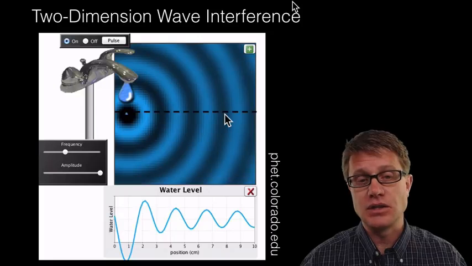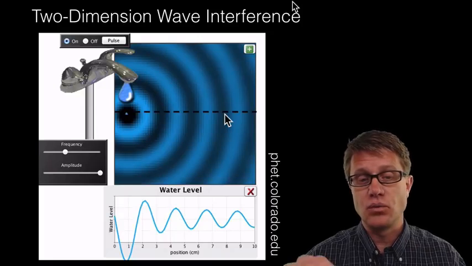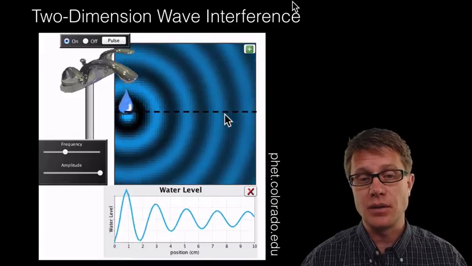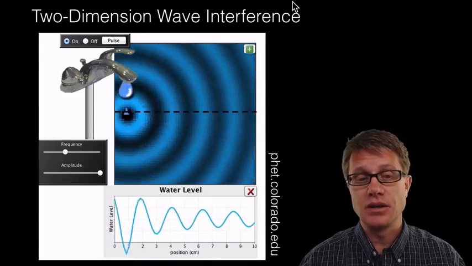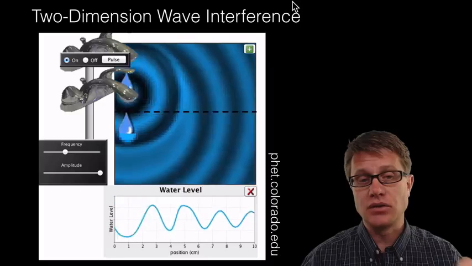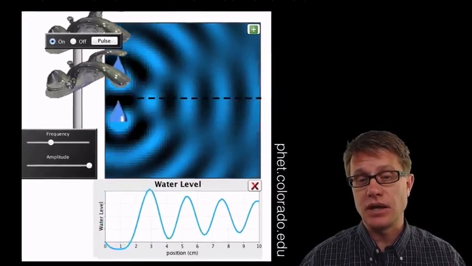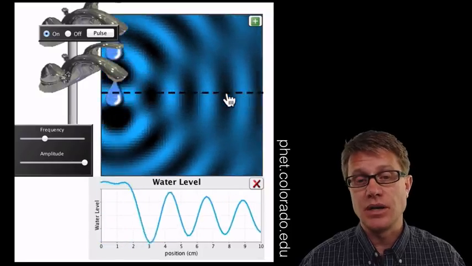So if we're looking at two dimensions in this simulation, what I've got is water being dropped, which is creating these wave fronts that move out from that dropped water. And we're measuring it in the middle. But what happens if we have two drips of water that are coming down? Now we have two wave fronts. And as those wave fronts interact, what we get is interference.